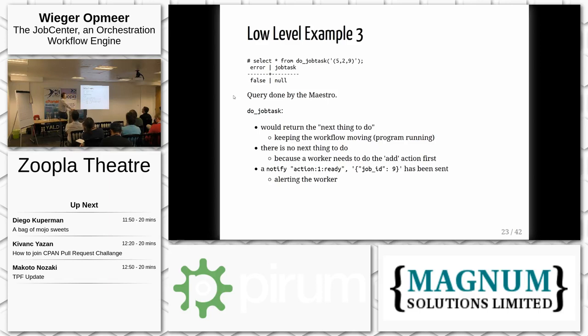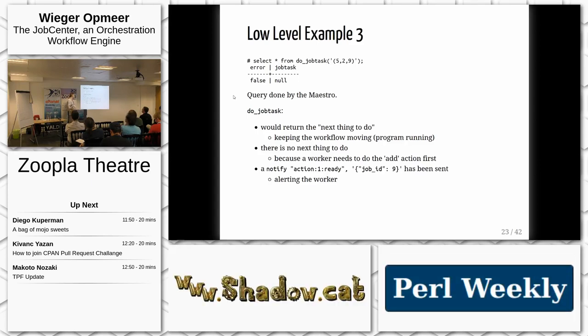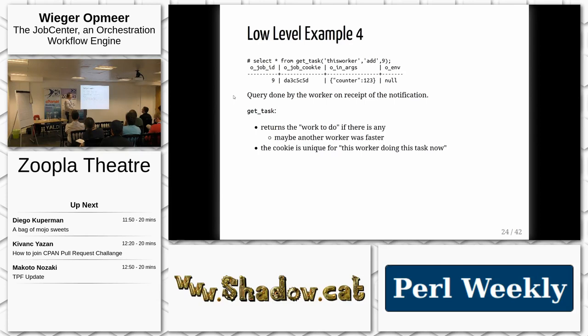The next thing is again something to do, a job task. Again, the maestro starts looking at the next thing to do and sees, hey, this is something that the worker needs to do. The job moves to state ready. A notification is sent to the worker, or to anyone listening on the pub/sub channel. Then the API or a worker receives that notification and says, hey, I have something to do, apparently. It calls get task, and that returns the actual thing to do.